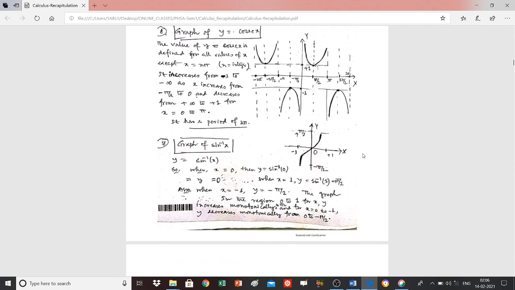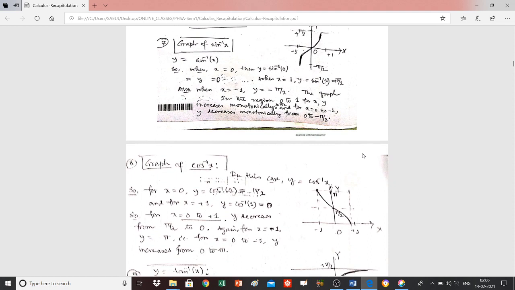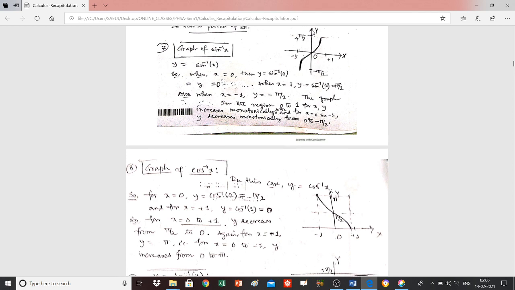Now come to another one, plotting the graph of sine inverse x. You know that if x is equal to 0, then y should be sine inverse 0, that means y is equal to 0 also. So that is here: x is equal to 0, y is equal to 0. X is plotted here and y is plotted in this direction. So 0, 0 is here.